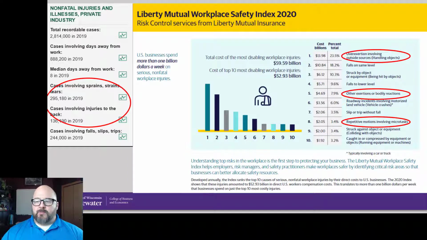Number 1, overexertion. Look how much it is. It's out of the overall, I believe, close to $60 billion a year the companies expend due to disabling workplace injuries. Overexertion is 23.5%, a dominant amount. Number 5 and number 8 are also under that category. So combined, that's a big chunk of change.